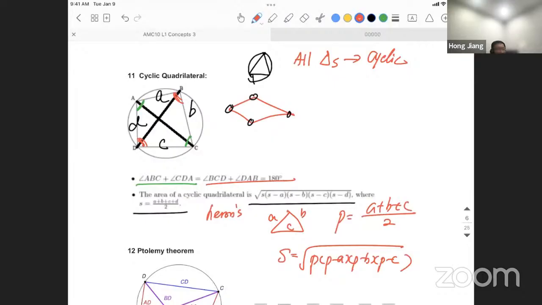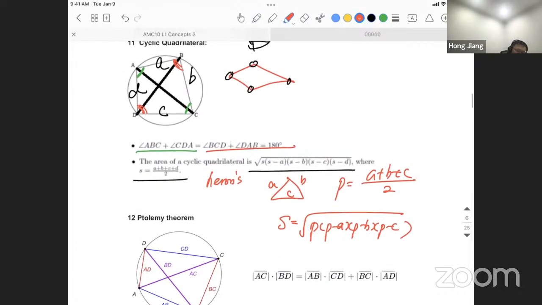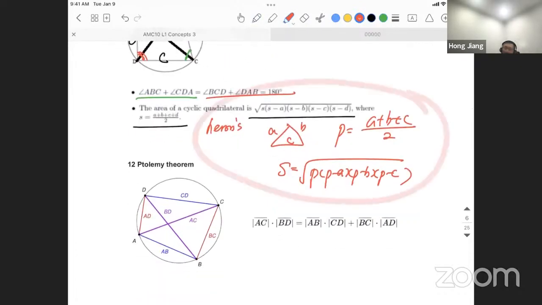Heron's formula is actually quite similar to the cyclic quadrilateral's way of doing it. So you can always use an average of the four sides, or three sides, whatever, and then multiply average minus A, minus B, minus C, minus D. That's it. This is a very expedited way for you to determine the area of a given quadrilateral.